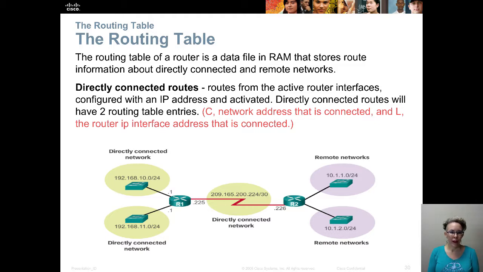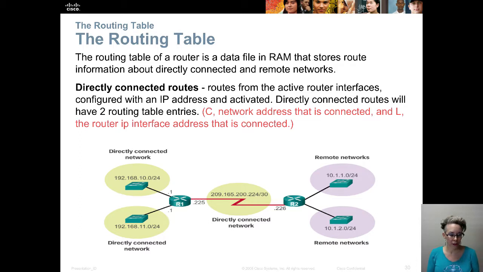So the routing table is stored in RAM. We talked about that a little bit earlier. So it is volatile. So if you lose power to the device, you will lose what's in the routing table. So directly connected routes will be put into your routing table. And what's the administrative distance of a directly connected route? 0.